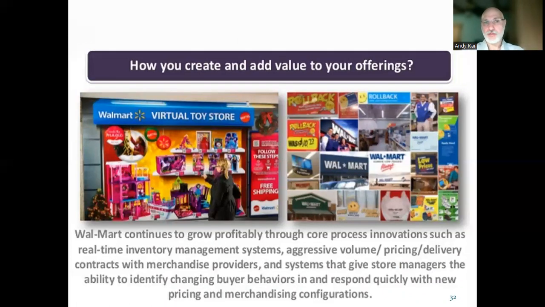Now, how you created that value in your offerings. We have, for example, the Walmart virtual store example. Walmart continues to grow profitably through core process innovations, such as real-time inventory management systems, aggressive volume pricing and delivery contracts with merchandise providers, and systems that give store managers the ability to identify changing buyer behaviors and respond quickly with new pricing and merchandising configurations. So you see, it has a whole system behind what you see when you're entering the virtual store of Walmart. Okay, and it has to do with the distribution channels, with the collaboration with, for example, you can see here, the store managers.